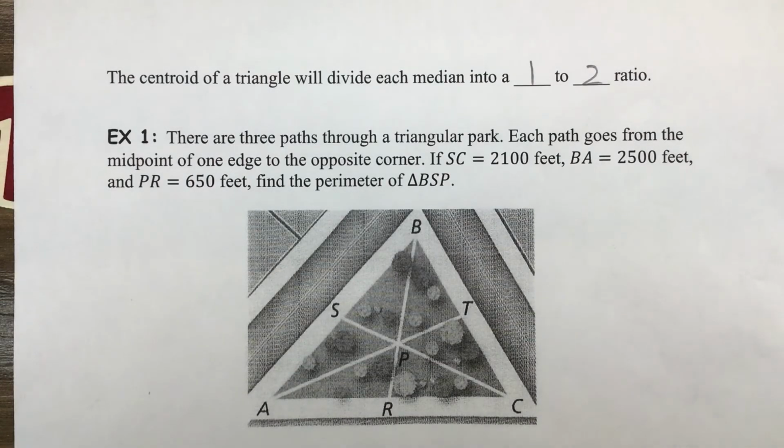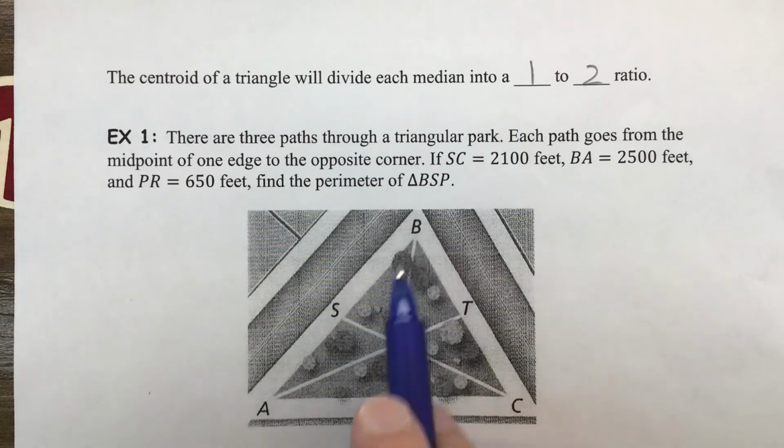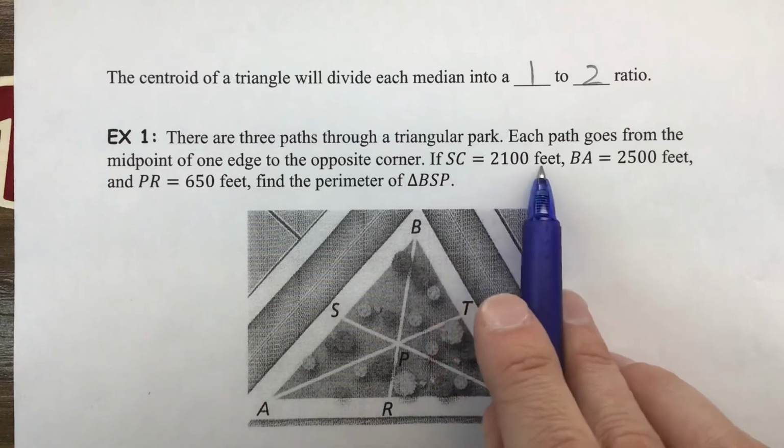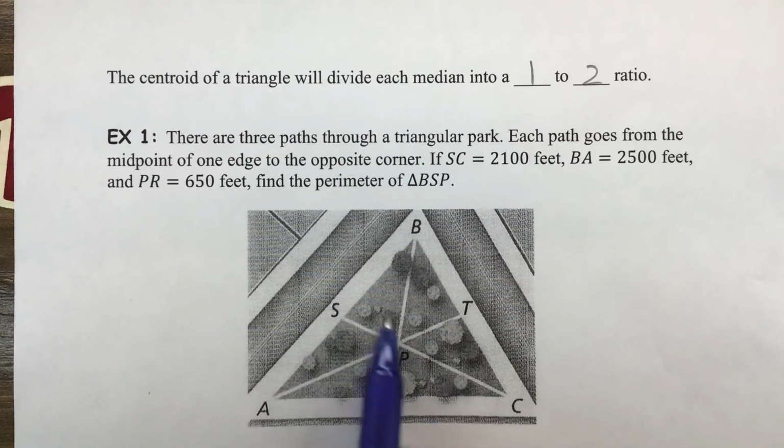For example 1, we are given a picture here of a triangle. It does have a lot of points that are labeled, and we can probably figure out that what we're going to be told is that these are each going to be medians. All right, so let's see what it does tell us. There are 3 paths through a triangular park. There they are right there. Each path goes from the midpoint of one edge to the opposite corner. That would mean that these are medians. If SC is 2,100 feet, I'll make a mental note that this is 2,100 feet.